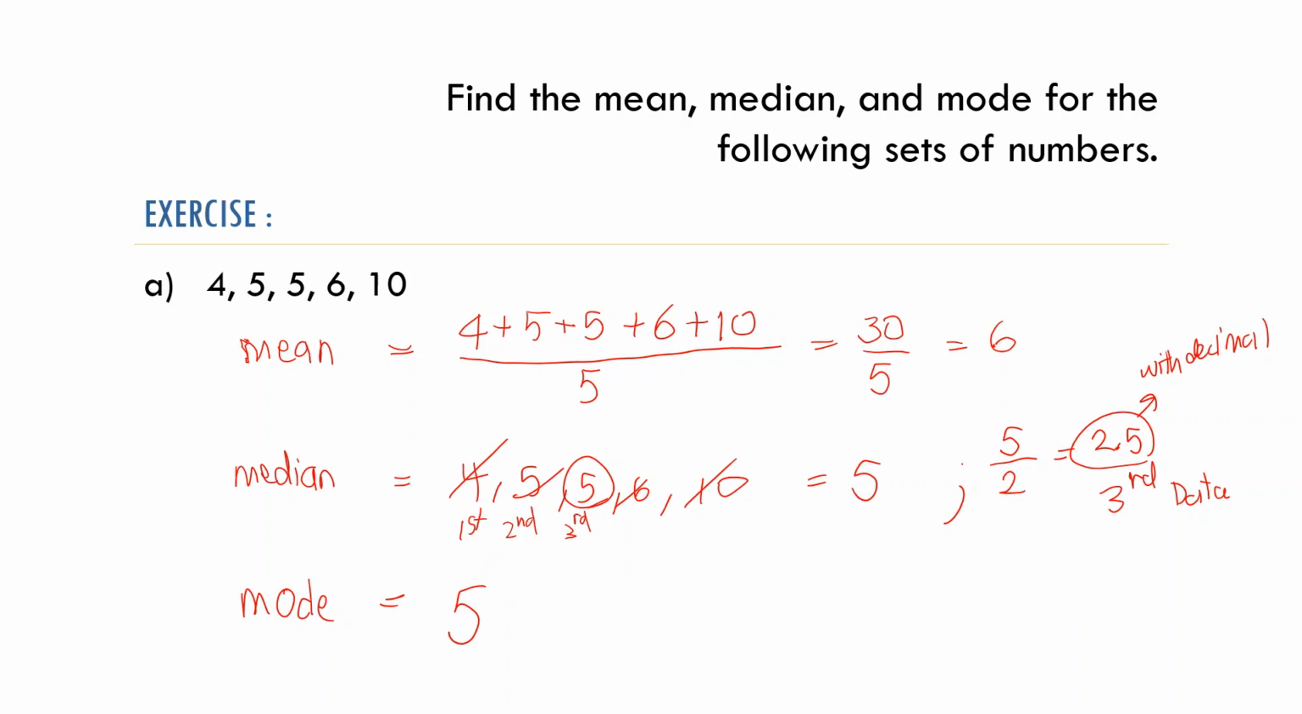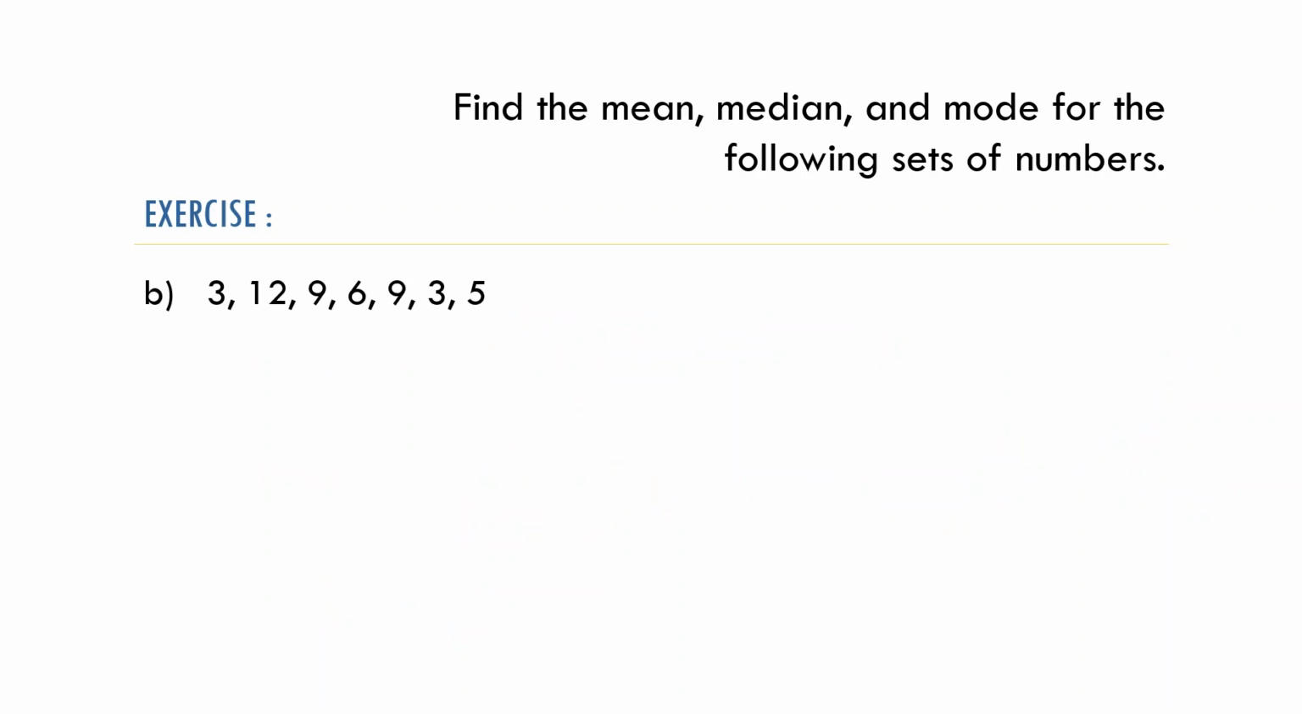Okay, now let's move on to the next one. 3, 12, 9, 6, 9, 3, and 5. So in this case, it hasn't been rearranged yet, so you have to rearrange from low to high.